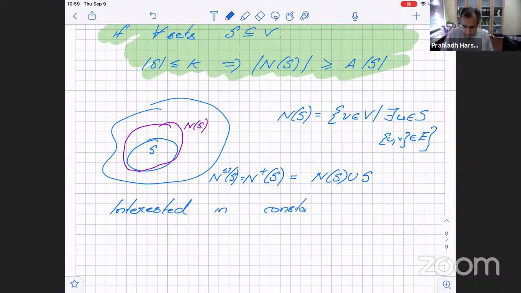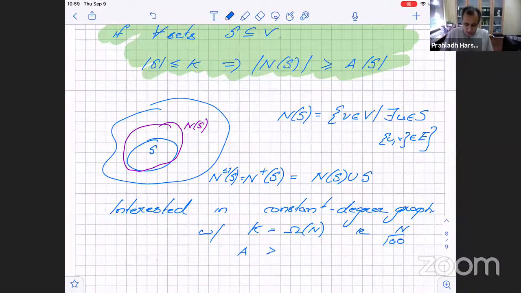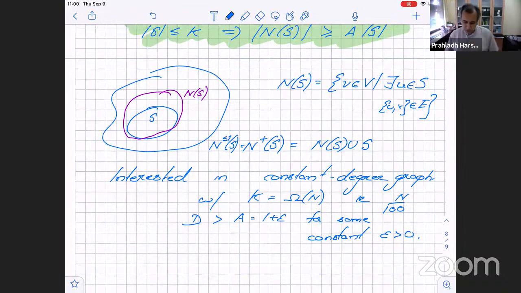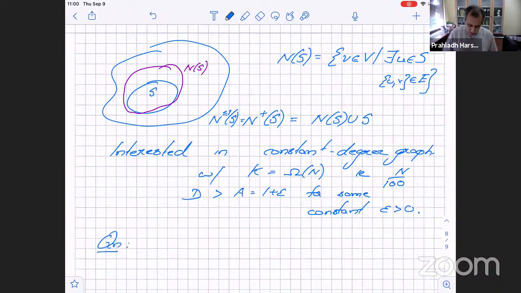So we are interested in constant degree graphs with K being omega of n, say n over 100 or some such thing, and A being a fixed constant greater than 1. So let's make it even more clear: A is some 1 plus epsilon. Notice A cannot be larger than D. D is the maximum you can expect. So A is certainly smaller than D. Epsilon is some constant greater than 0. That's what we want to ask. Let me ask the questions and then stop this one. First thing we ask: do such graphs exist?